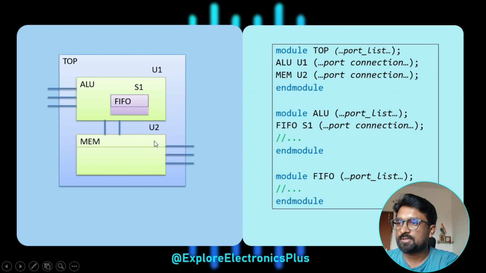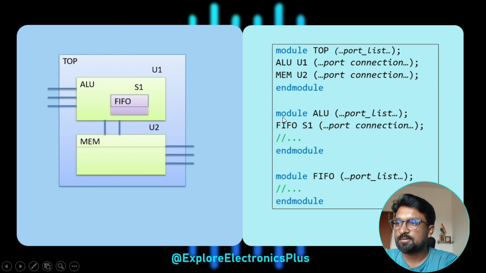Then you can see one more example here. There is a top block. Within the top block we have ALU, we have mem, and within ALU again we have FIFO. Now I am defining module top. Here we need to write the port list, and then I am instantiating ALU and memory over here. ALU is U1, mem is U2, and we need to connect the ports accordingly.